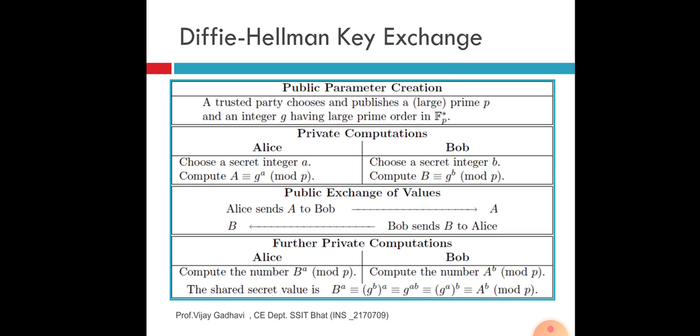in Fp. Here we are applying private computations. Alice and Bob both are involved. Alice chooses a secret integer a and Bob chooses a secret integer b. Here is how to exchange a value. Alice sends A to Bob. Now Bob gets A as a secret message in the form of encryption. That means Bob gets a cipher text, and this is all about key exchange.